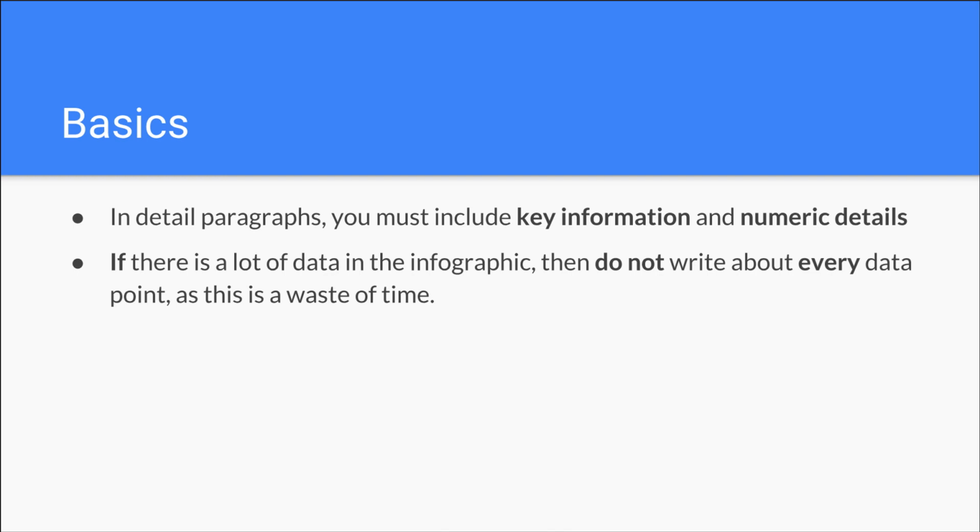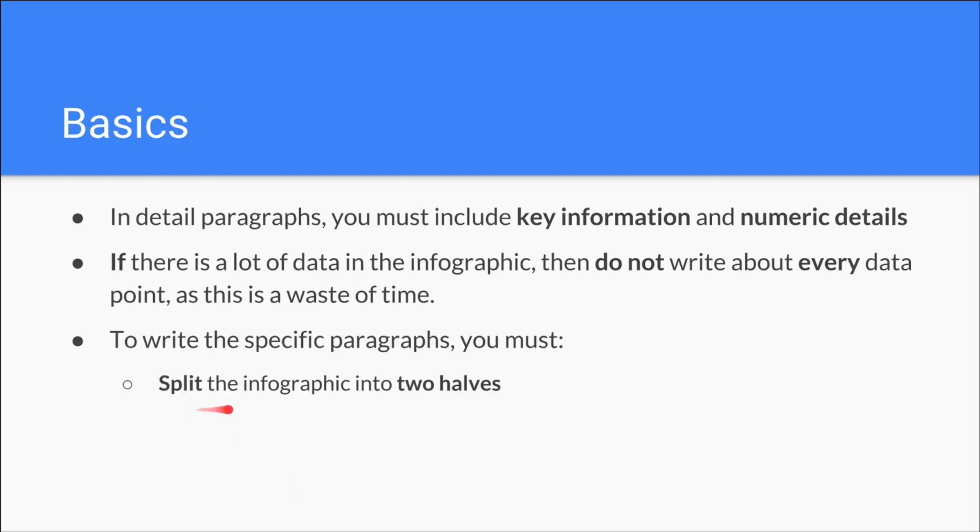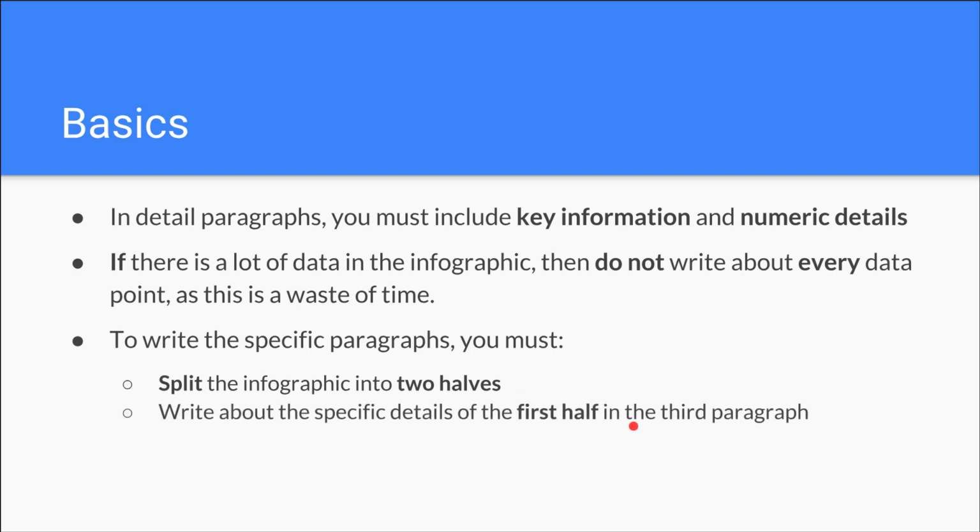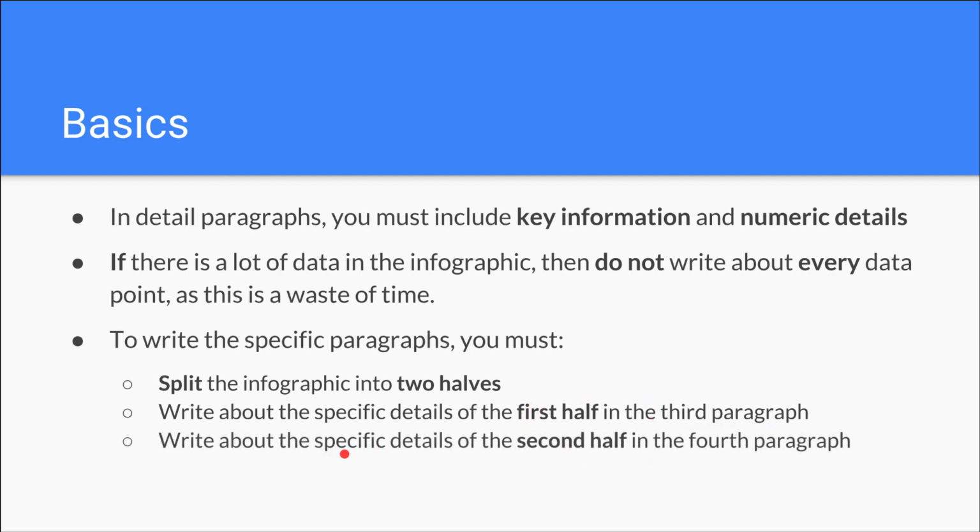Now let's talk about the general strategy for writing paragraphs number 3 and 4. Actually, this strategy is quite simple. All you have to do is split your infographic into two halves. Next, you simply have to describe the key information and the numeric details of the first half in the third paragraph and talk about the specific details of the second half in the fourth paragraph. So in just a second, I'm going to show you exactly how to do this.